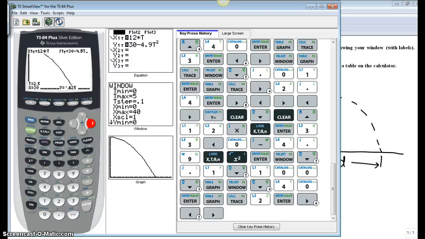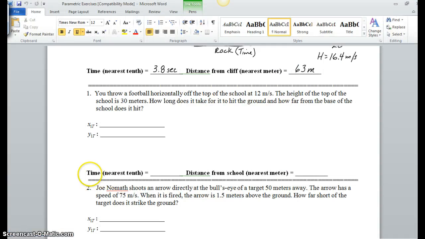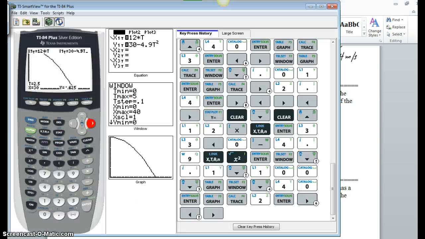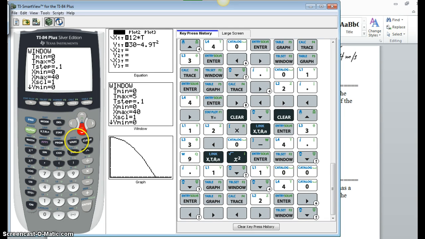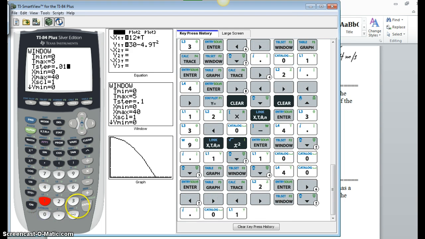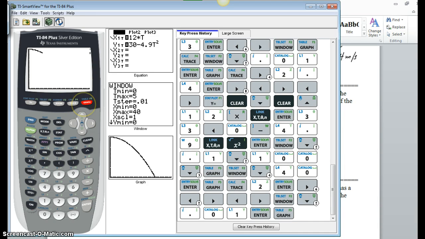The actual activity, the worksheet you have, asks for time to the nearest tenth and distance to the nearest meter. So we don't know, is it 2.4 or 2.5? In order to get that tenth, we have to change the window. We need to change our t-step to 0.01. Once we change that, we go graph, and of course it's going to take a little bit because we're evaluating more data points here, 10 times more to be exact.